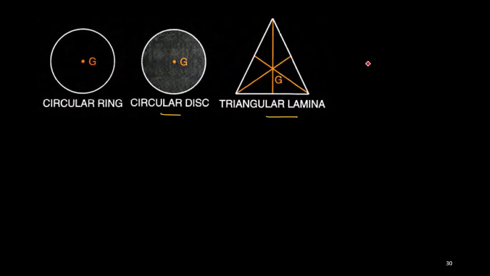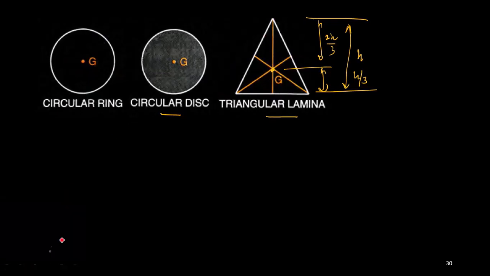Now regarding the triangle, you should also remember that if this height is the h dimension, then G is at h by 3 and the remaining part is 2h by 3. That means G divides the entire median in a 2:1 ratio. The upper part is 2 parts, the lower part is 1 part. So the 2:1 ratio divides the entire median at G, and from the bottommost position, G is at h by 3.